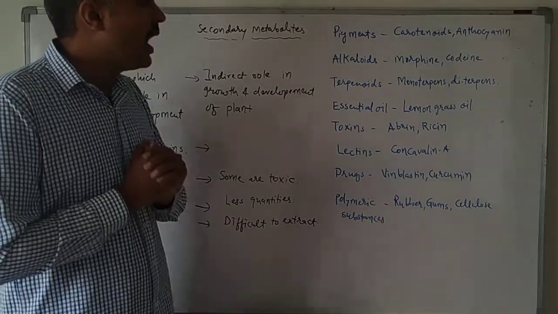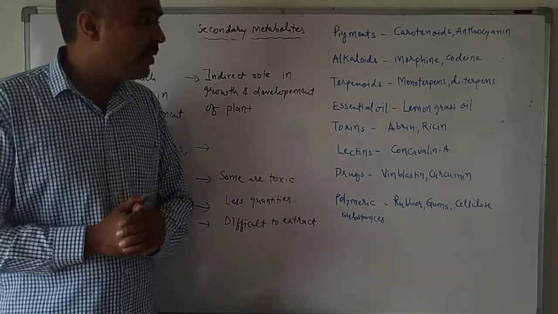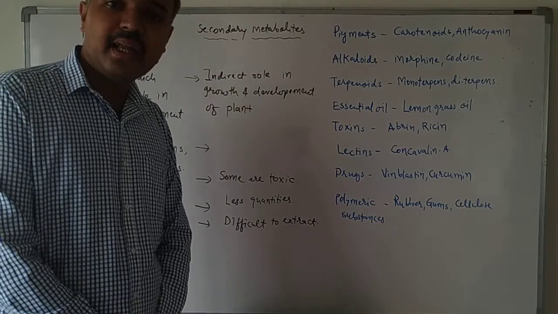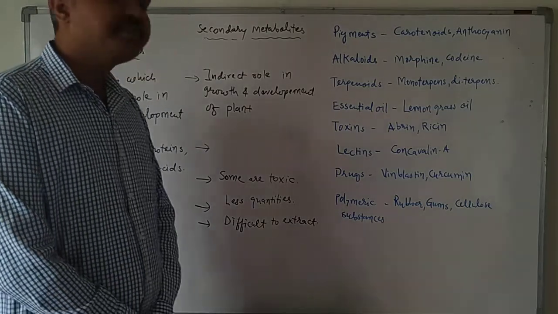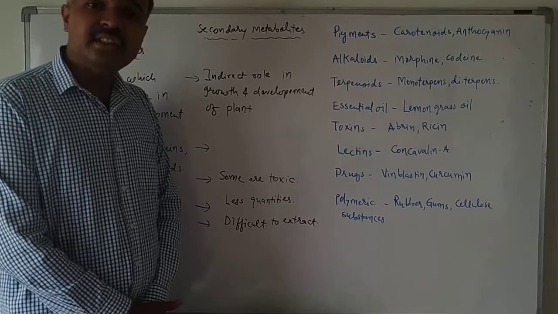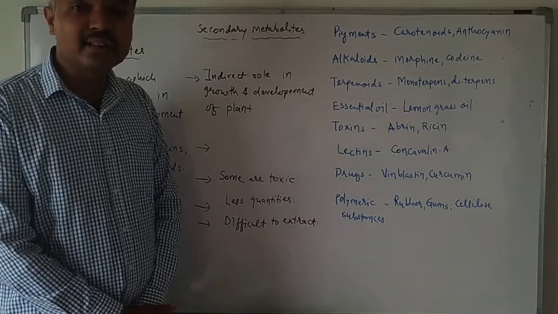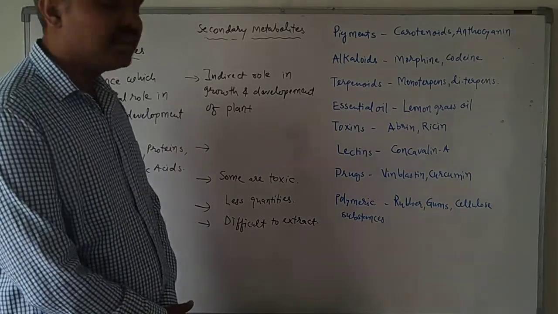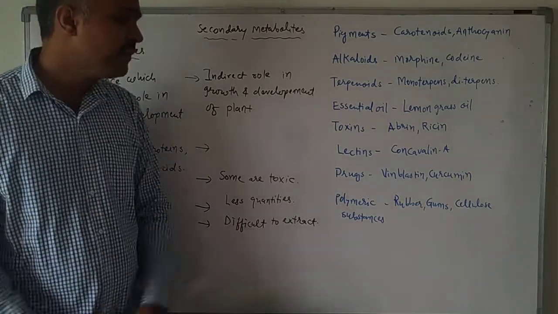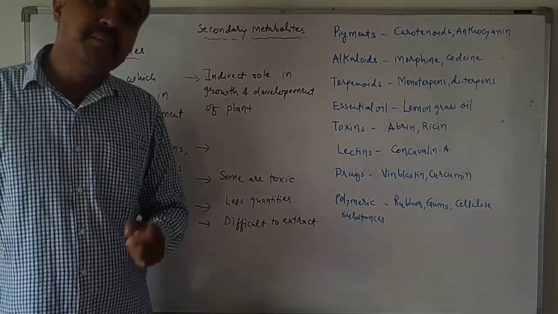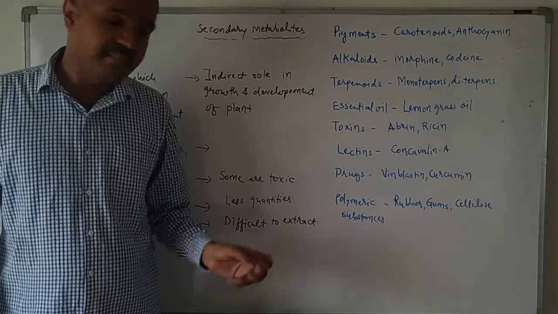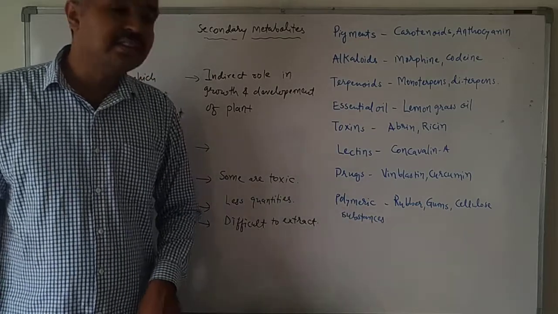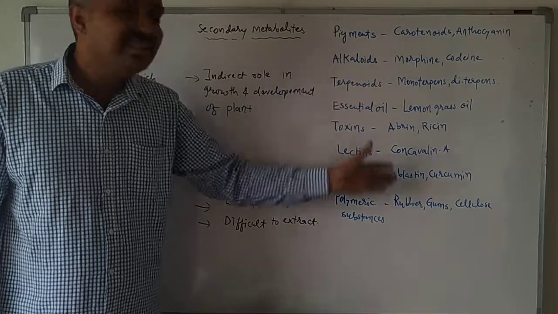Then alkaloids are morphine and codeine. They are secondary metabolites. Terpenoids like monoterpene and diterpene are terpenoids which are secondary metabolites. Then essential oil, an example is lemongrass oil. Then toxins, examples are heparin and ricin. Then lectins, an example is concanavalin A. Then drugs, vinblastine and curcumin, are secondary metabolites. And polymeric substances, examples are rubber, gum, and cellulose. So these are known as secondary metabolites.